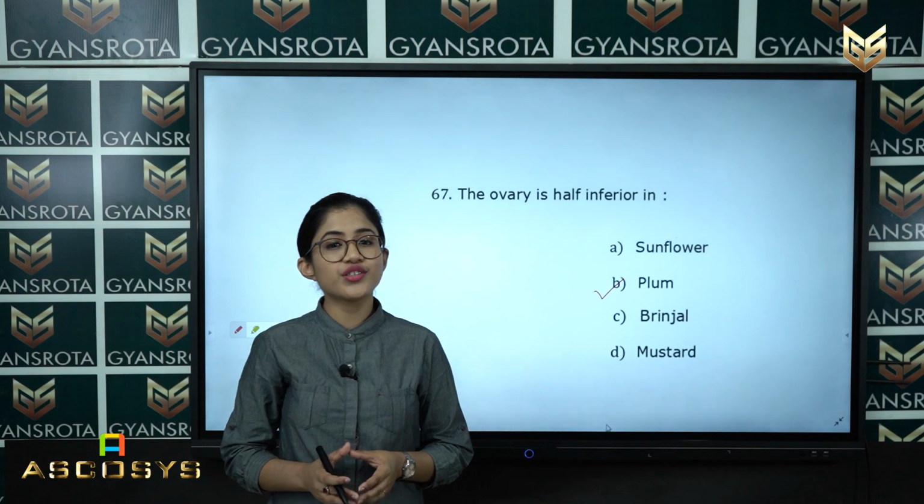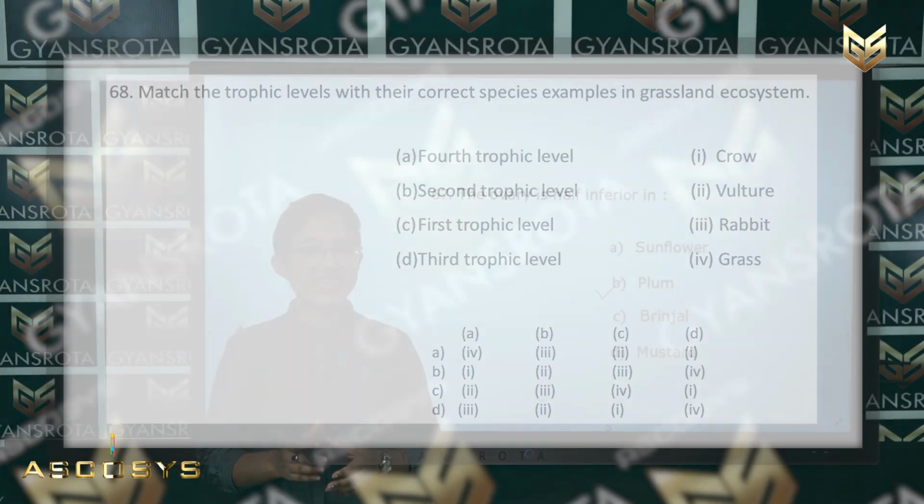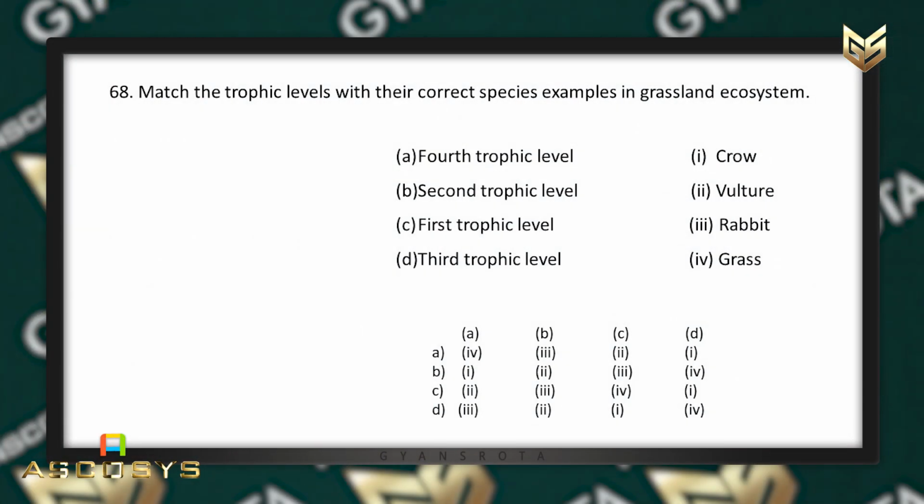Now, let us move on to the next question, that is question number 68. Match the trophic levels with their correct species example in grassland ecosystem. So, student, this is from the chapter ecosystem, right? So, here we have to match column 1, where all the names of the trophic levels are given, along with column 2, where the species are given.